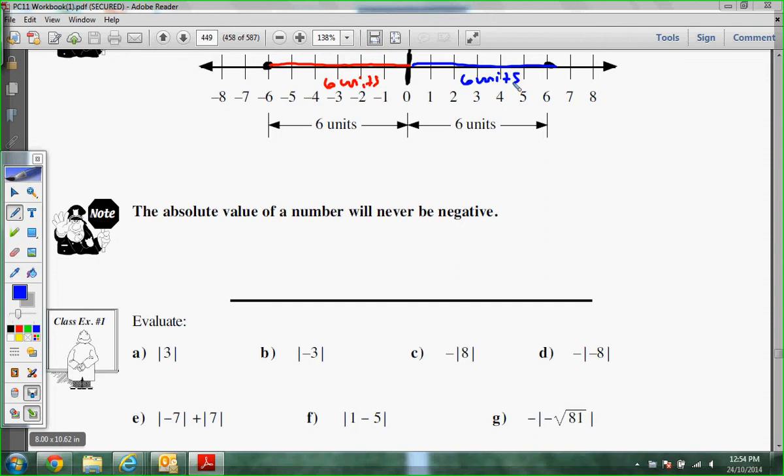Here are some quick absolute values. What's the absolute value of 3? 3. Absolute value of negative 3? Now this is where I was talking about. The negative is outside, so the absolute value is 8, but that negative was not affected. So your answer is still negative 8. It's a positive 8 with a negative that's not affected, so it's still negative 8.